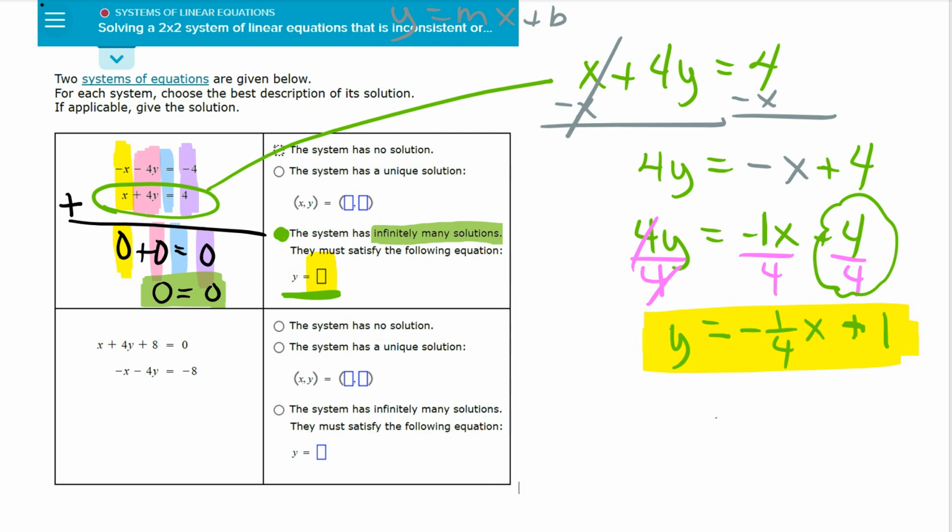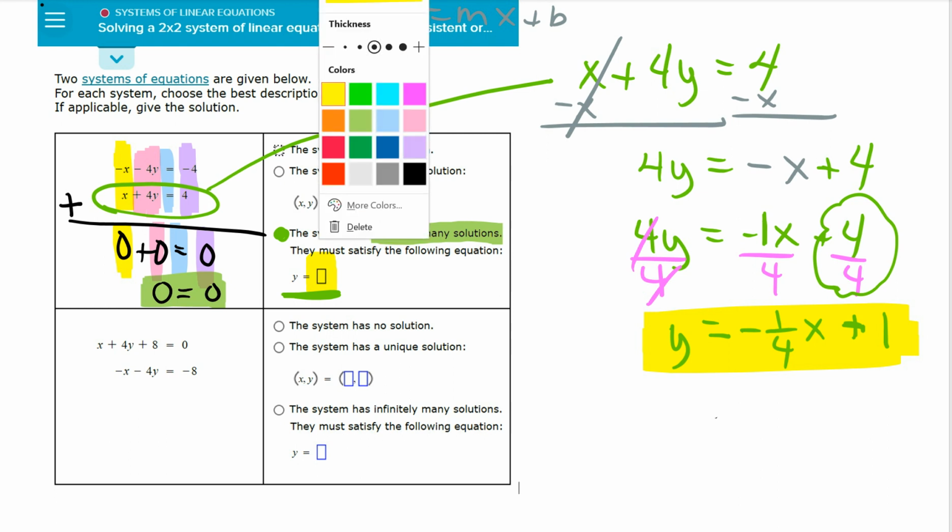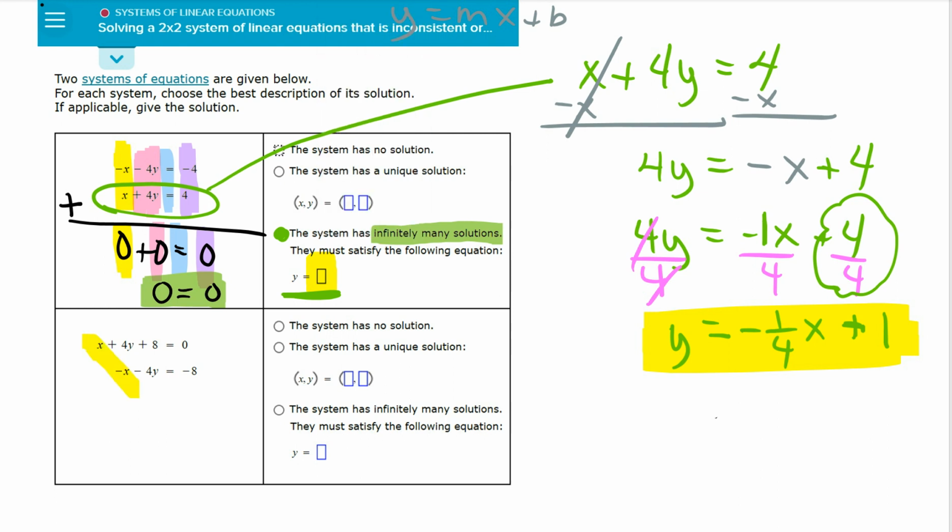Okay? Now, on the second one down here, the problem with this one is your x's could be lined up, your y's could be lined up, your equal signs are lined up, but then look at your numbers. It's kind of jacked, isn't it? So I got to fix that. All I'm going to do to fix this is, see this plus 8? I'm going to subtract 8 from both sides.